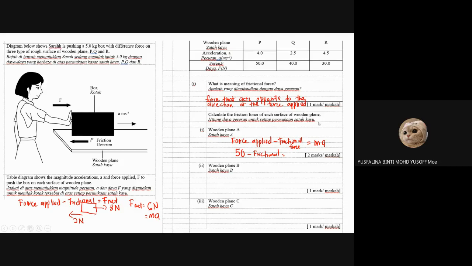So you just calculate 5 times 4, so this one you get 50. I just replace frictional force with X. So 20. What is your frictional force? X is 30, right? So 30 Newton. Are you clear? Anyone still cannot understand? Want teacher to explain again?